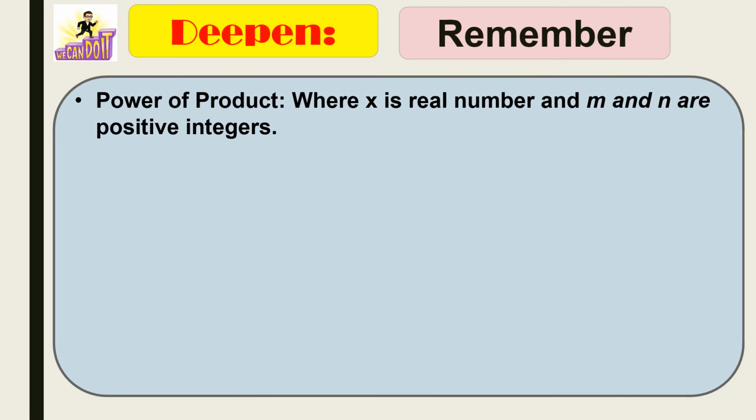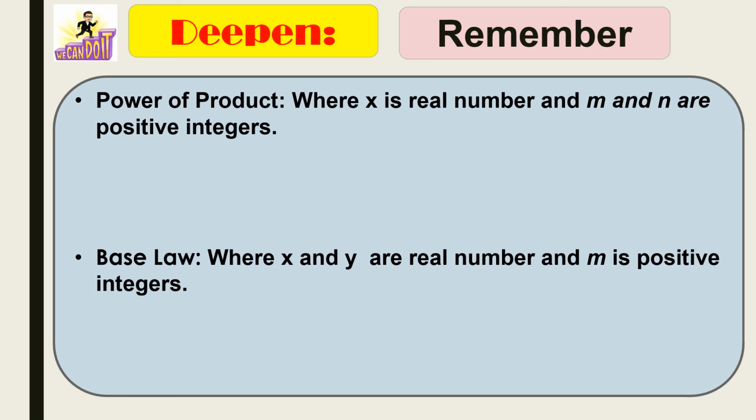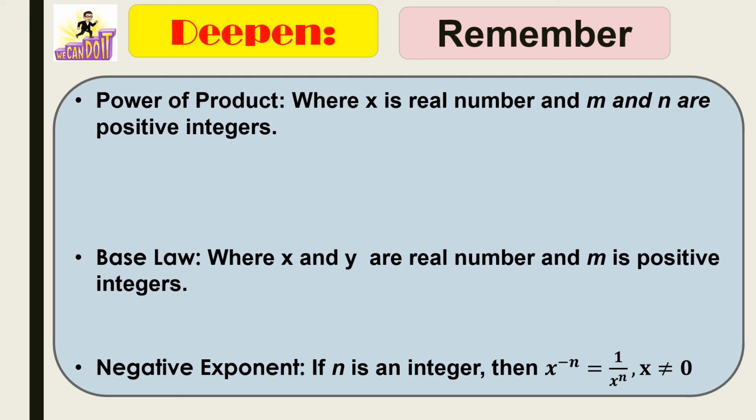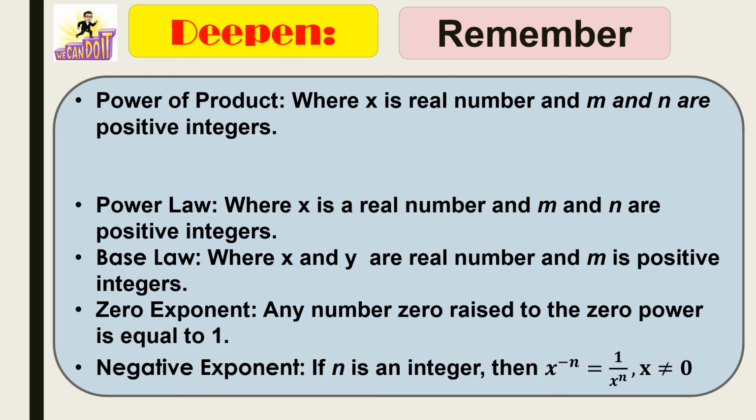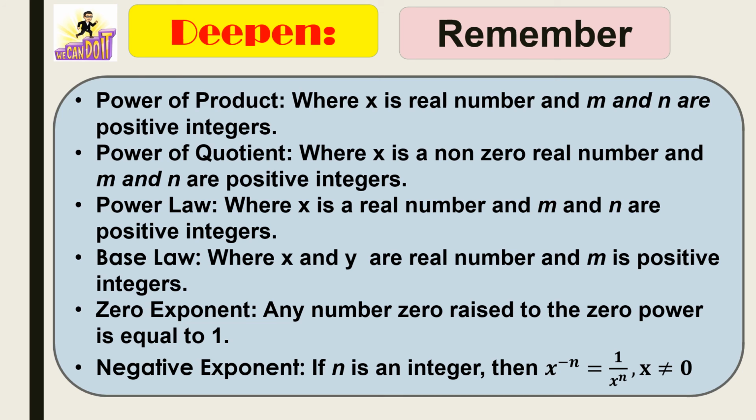And remember, product law where x is a real number and m and n are positive integers. Base law where x and y are real numbers and m is a positive integer. Negative exponent, if n is an integer, then x raised to negative n equals 1 over x^n. Zero exponent, any nonzero number raised to the 0 power is equal to 1. Power law where x is a real number and m and n are positive integers. And the last one is power of quotient where x is a non-zero real number and m and n are positive integers.